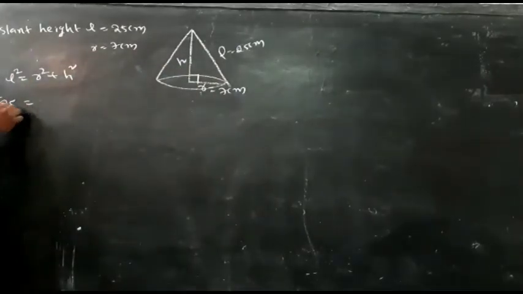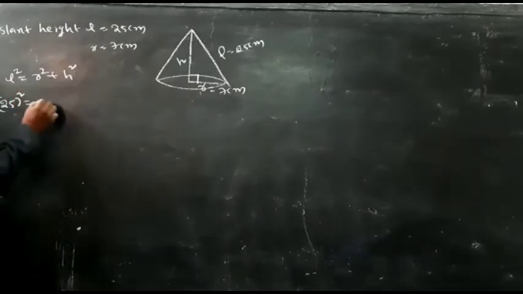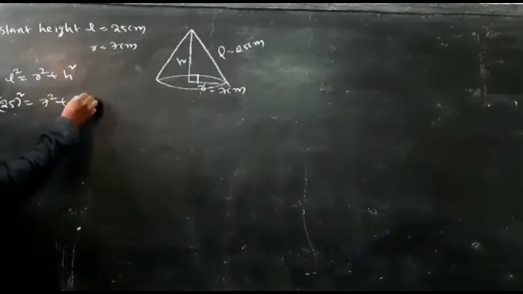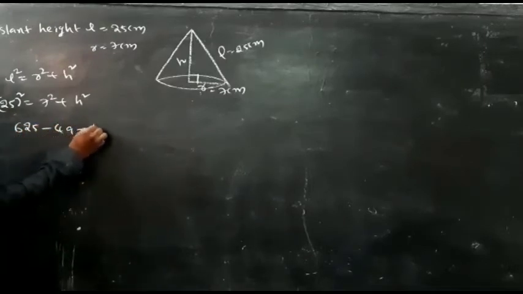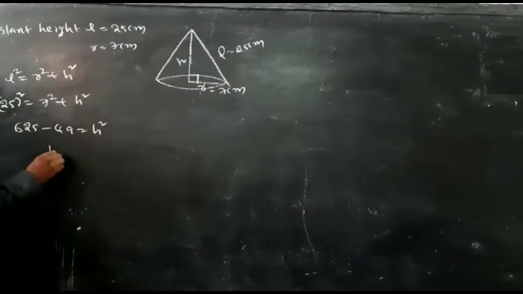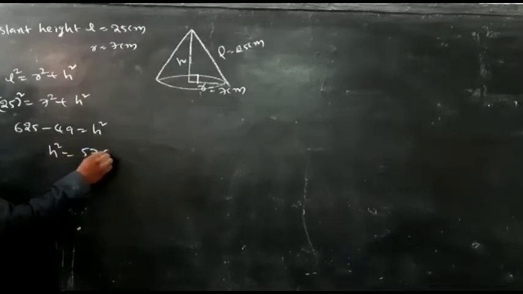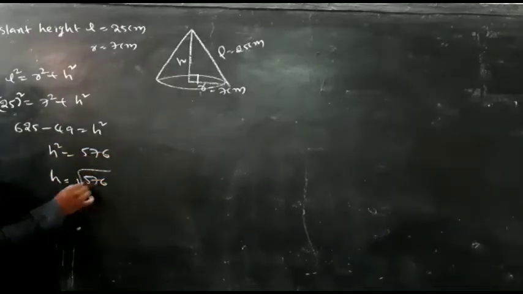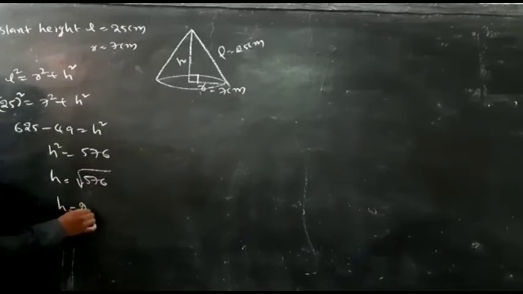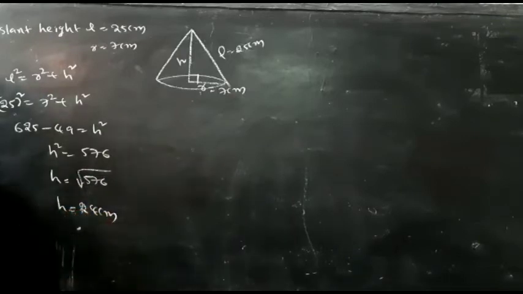l square means 25 whole square, r square means 7 square, plus h square. So it is 625 minus 49 is equal to h square. h square is equal to 576. Then h is equal to under root of 576. So square root of 576 is nothing but 24 centimeters.